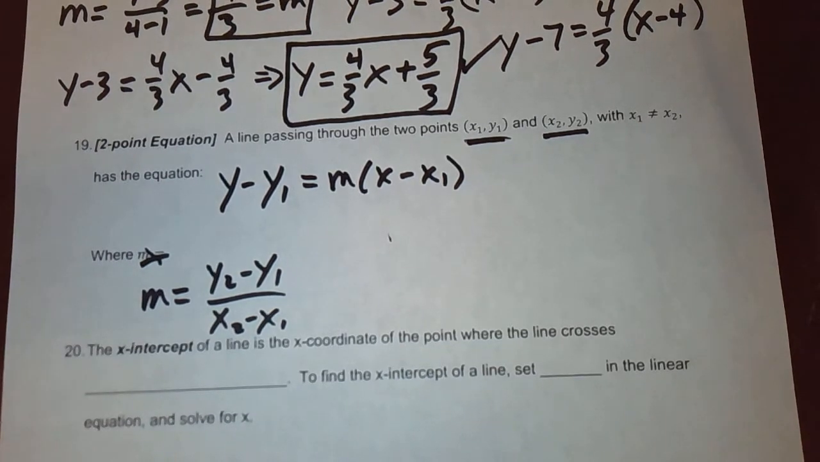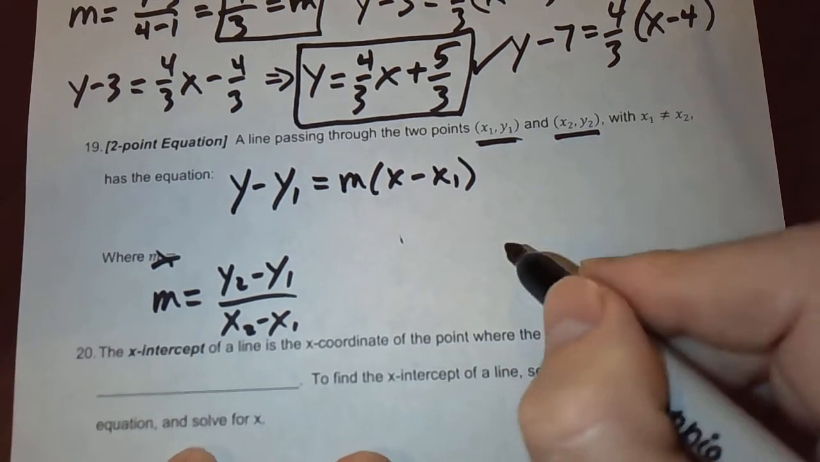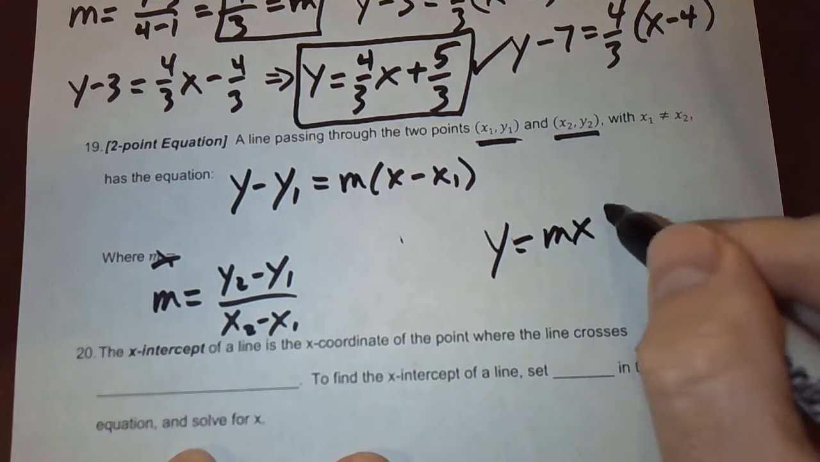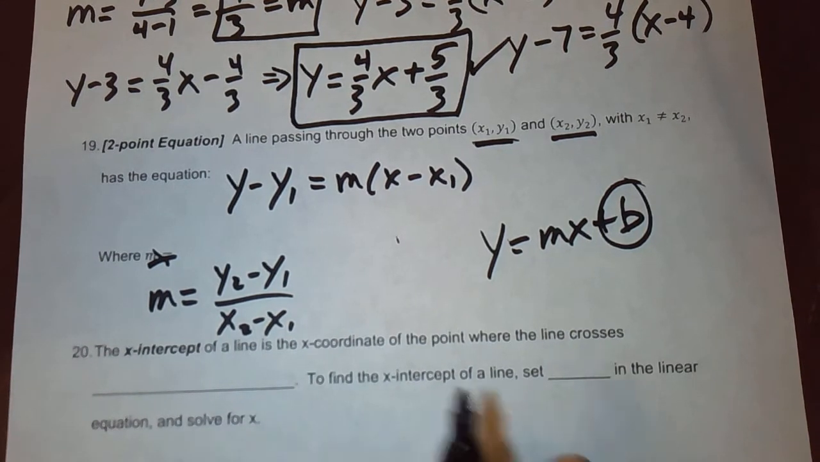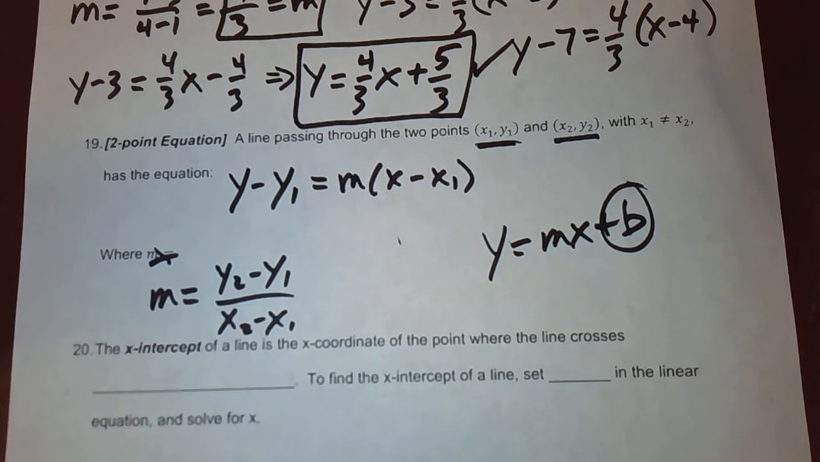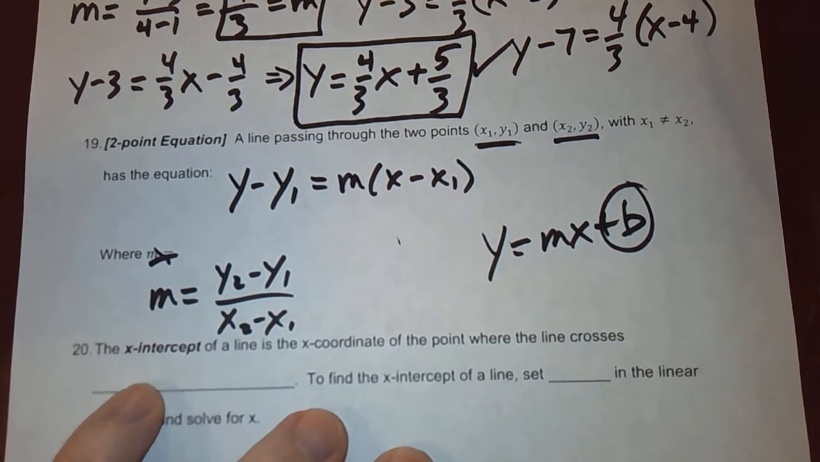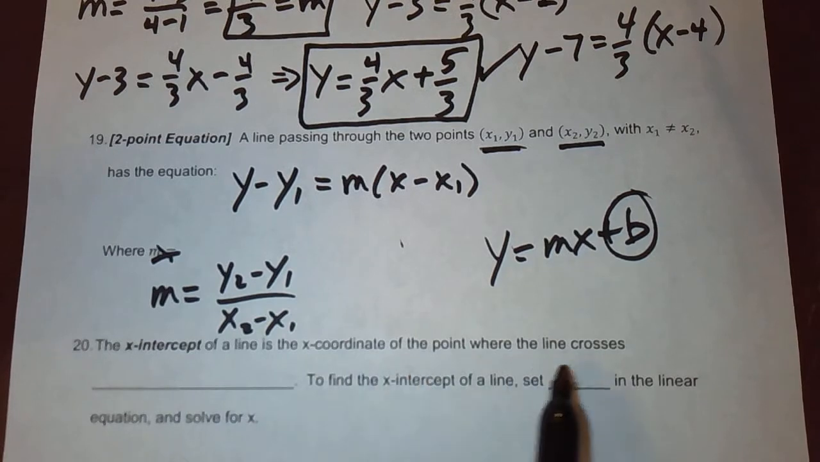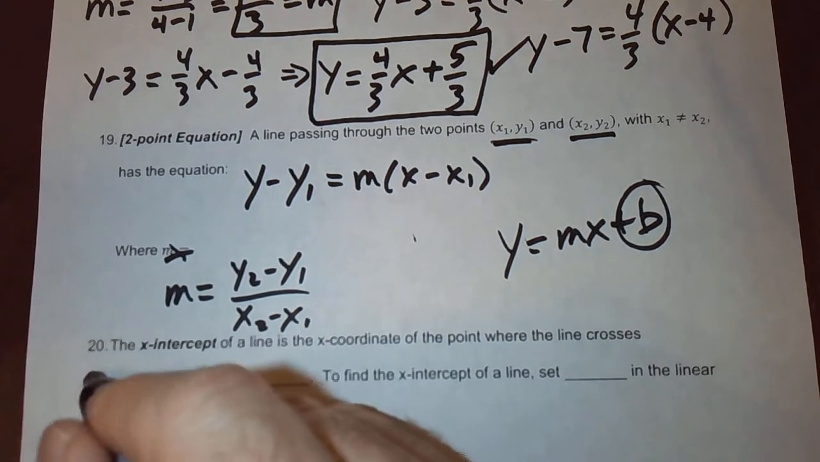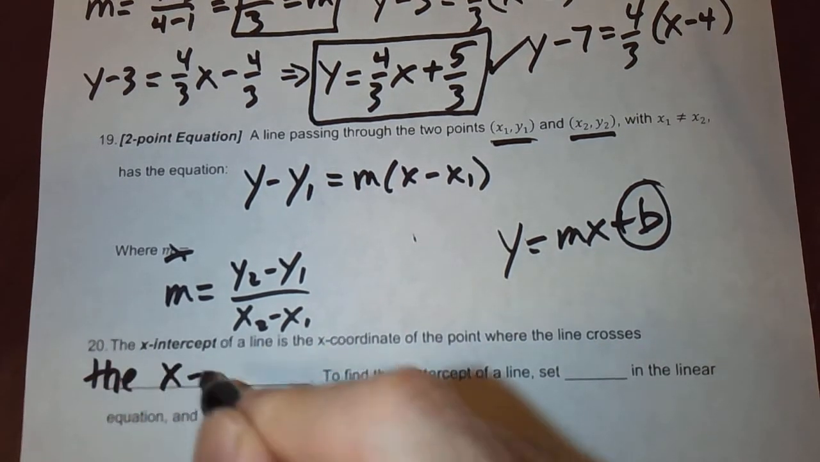How do we find, we've already talked about the y-intercept. When you have y equals mx plus b, that b is the y-intercept. It's the number on the y-axis where the line crosses it. Well, how do you find the x-intercept if you were asked to find it? The x-intercept is a point on the x-axis where the line crosses. So the x-intercept of a line is the x-coordinate where the line crosses the x-axis.